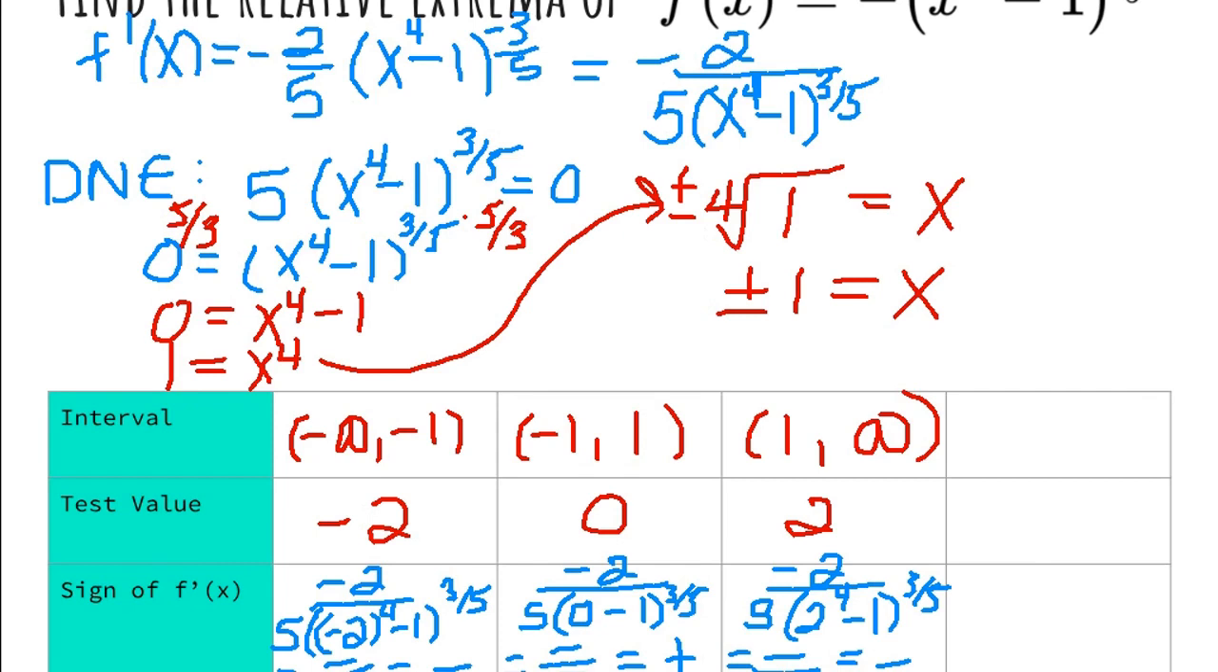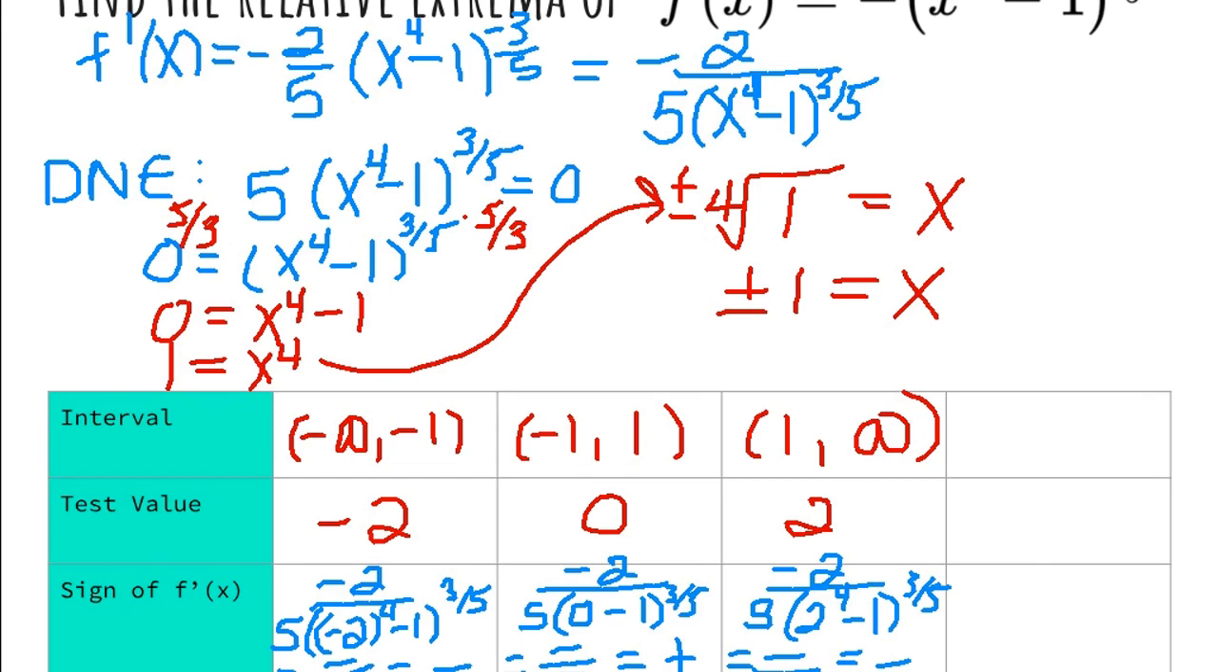Okay, so what always helps me is I like the visual. So decreasing looks like a line going down, increasing is going up. So that's a relative minimum. It's a relative minimum at -1. And then it's a relative maximum at +1.